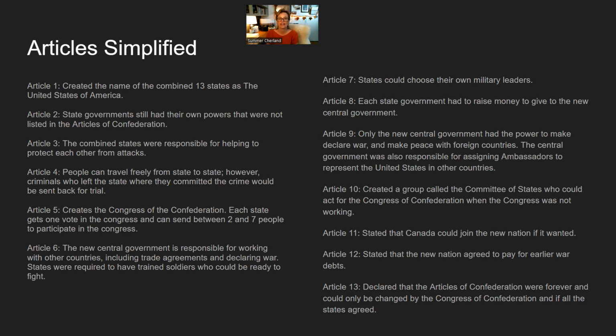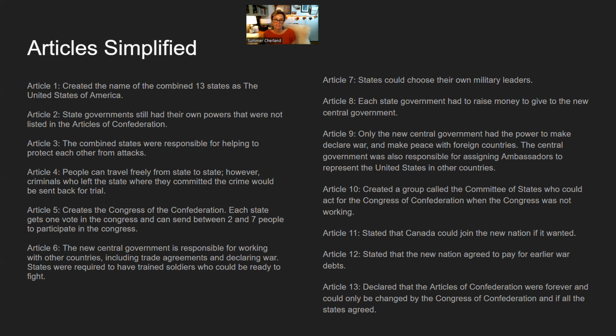So Article 5 created Congress, which is the legislative body, and what they agreed was that each state got 1 vote. No matter what, each state got 1 vote, and they could send up to 7 people to Congress, but they only got to vote once. So you could have a bunch of people there, but your state only gets 1 vote either way. Now, Article 6 is the central government is responsible for working with other countries, including trade agreements and declaring war. But Congress can declare war, but states are the ones who need to have a standing militia. They need to have soldiers ready to go if America is ever attacked.